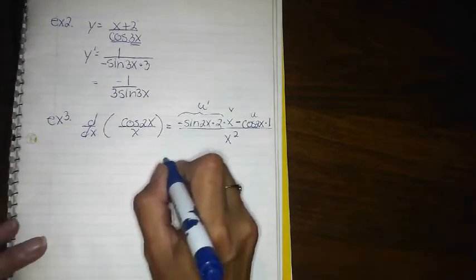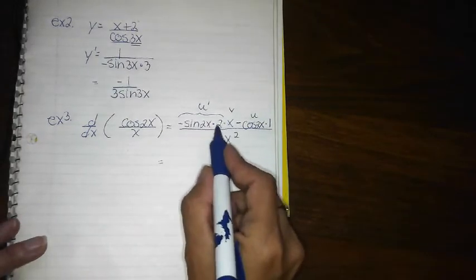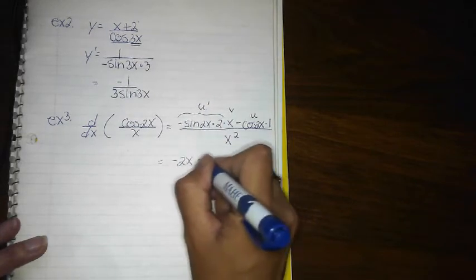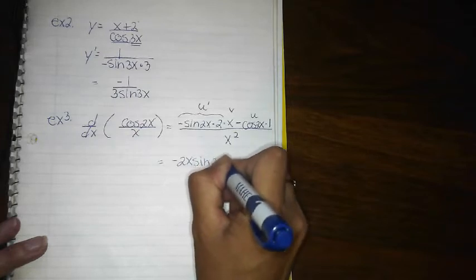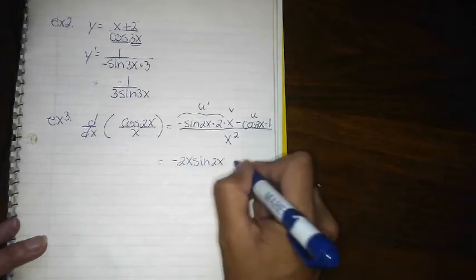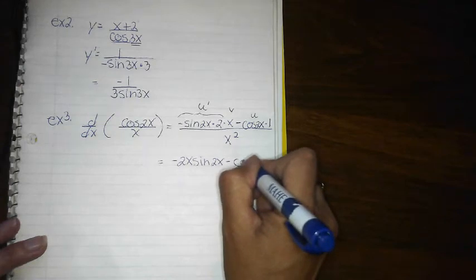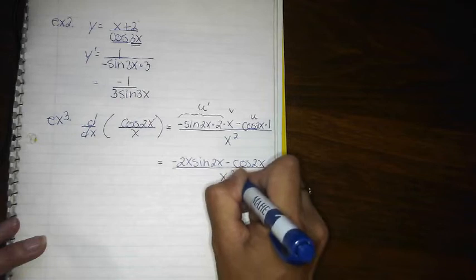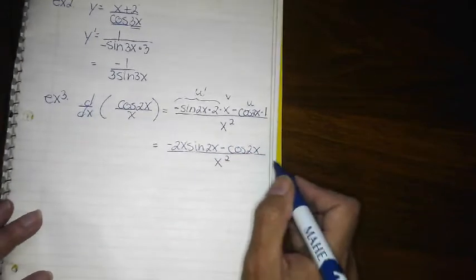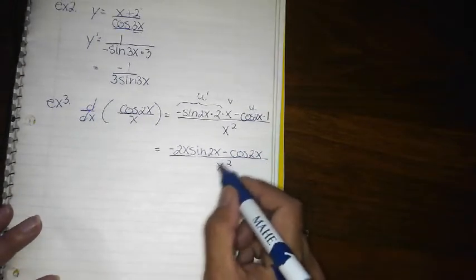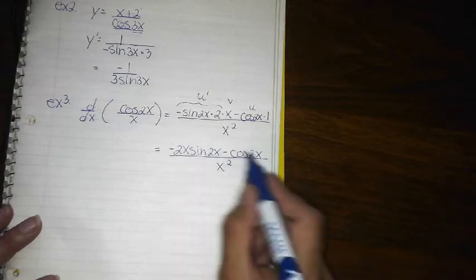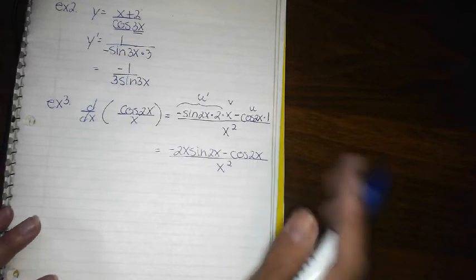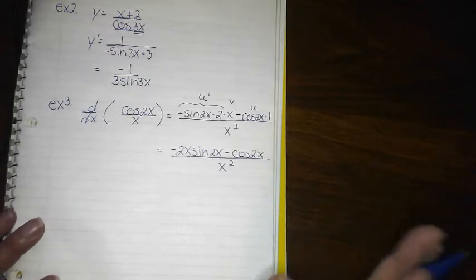And just a little simplifying. This 2x floats to the front with that negative. The 1's just not going to change anything. All over x squared. And if we're looking for any simplifying, I have just x squared in the bottom. I have an x here, but the x that's here is on the angle, so we are not allowed to cancel there. So that's done.